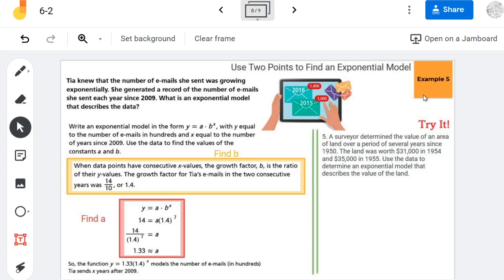In today's video, I'm covering example 5 from lesson 6-2 in the SavvasRealize Algebra 2 textbook. The goal of today's video is to use 2 points to find an exponential model.